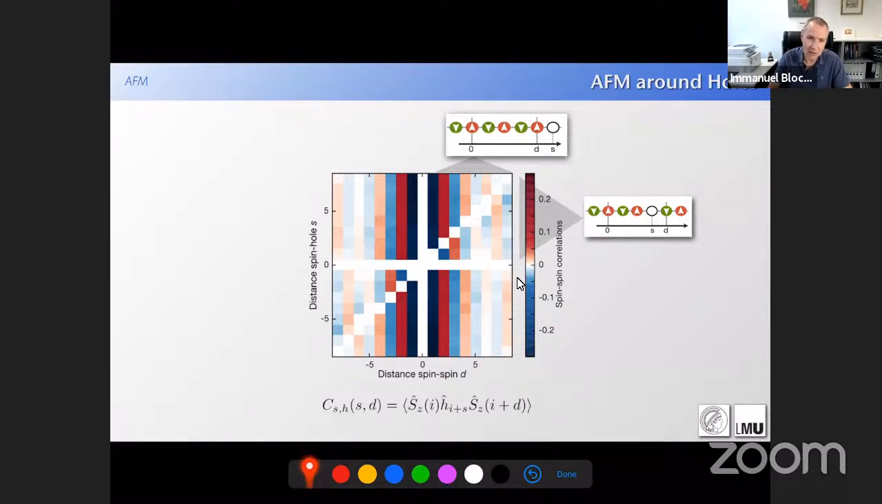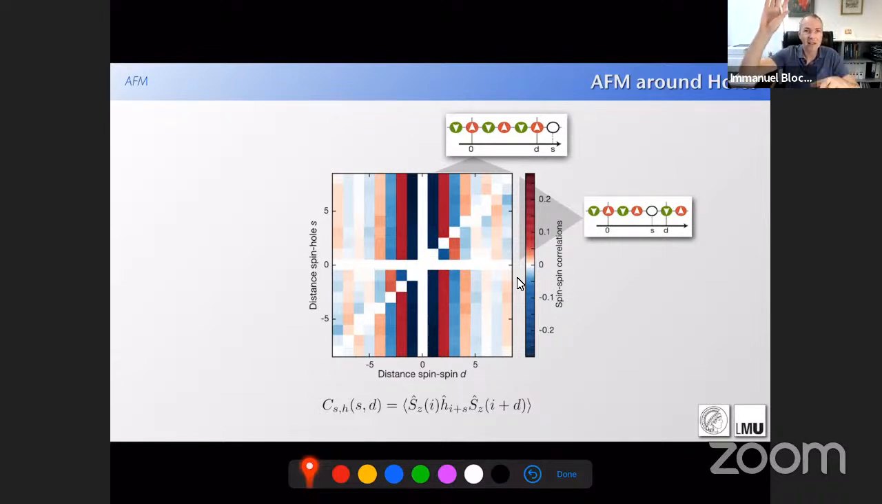And this is what you can see here. This is the distance between the two spins, and this is where the hole is. Now when s is larger than d, so we're basically in this upper quadrant here, we see this nice antiferromagnetic ordering, down, up, encoded in the color of these correlations. Now, when you move down, to the case where s is smaller than d, you see that red has turned to blue, and blue has turned to red.